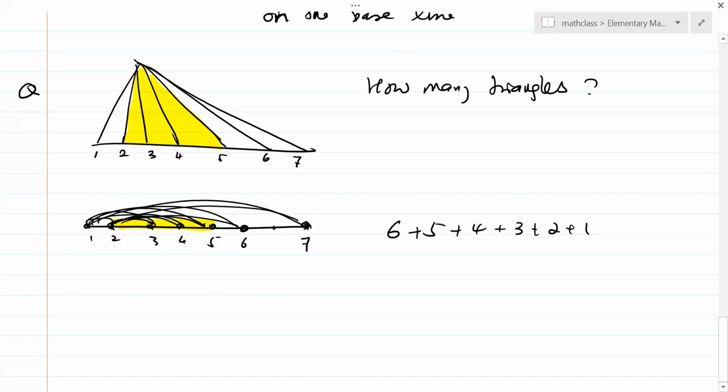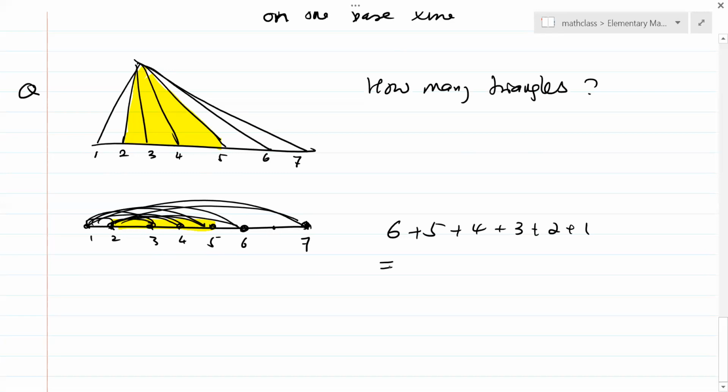You start from each point and go forward to draw the line segments. Every time, the number you get is one less than the previous number. So 6, 5, 4, 3, 2, 1. Add them together, and this is the total number of line segments.